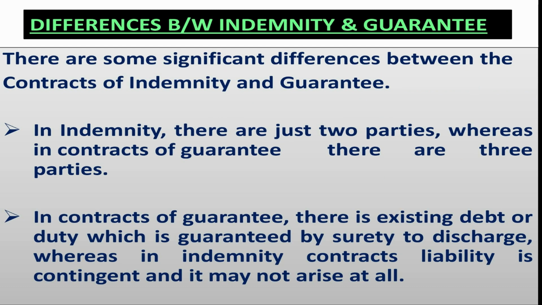Difference between indemnity and guarantee. There are some significant differences between the contract of indemnity and guarantee. First one is that in indemnity there are just two parties, whereas in contracts of guarantee there are three parties. Second one is that in a contract of guarantee there is an existing debt or duty which is guaranteed by the surety to discharge, whereas in an indemnity contract the liability is contingent and it may not arise at all.